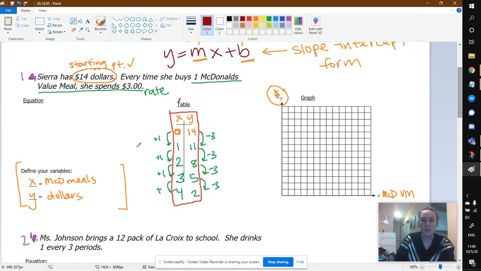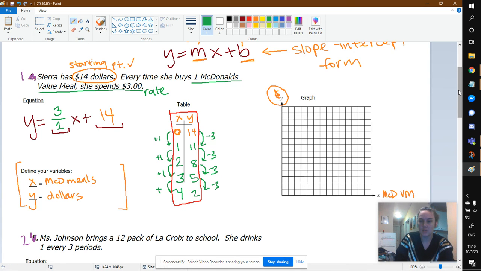If we wanted to do our equation next, the pattern is y equals something times x plus something. The thing in the back is our starting point. So again, I'll do that in orange. And then the number in the front is our slope. And that is always the y-axis, so $3 divided by the x-axis, 1 meal.